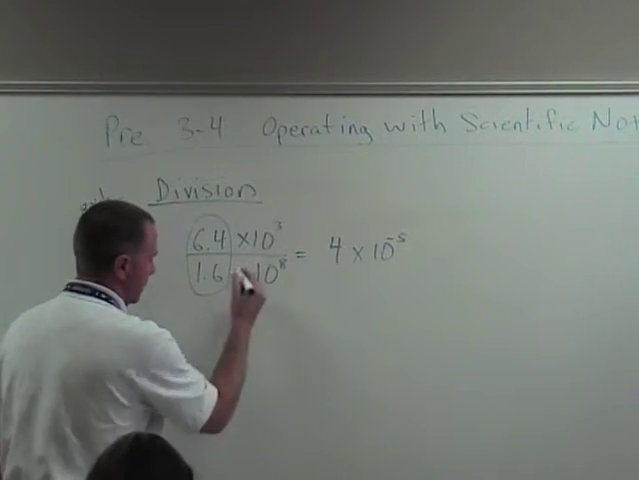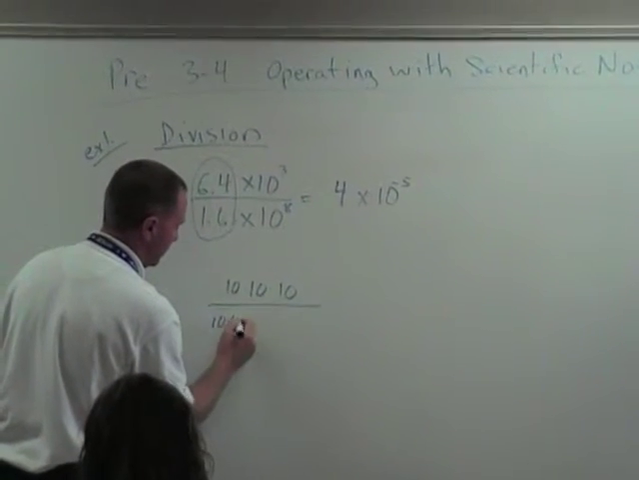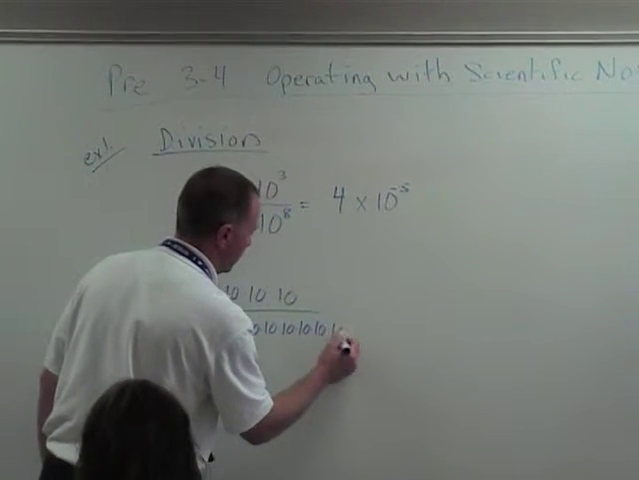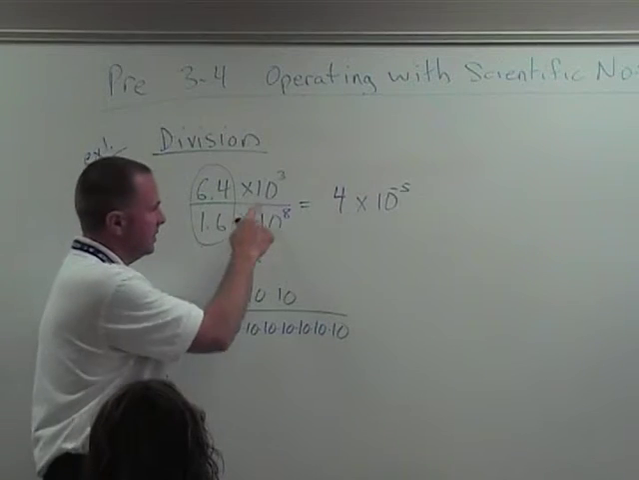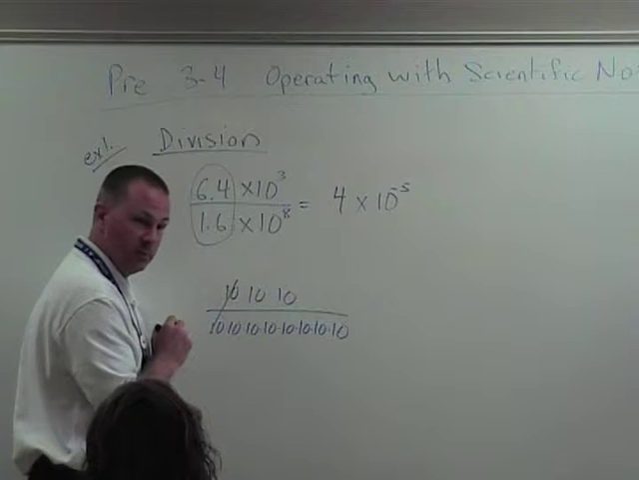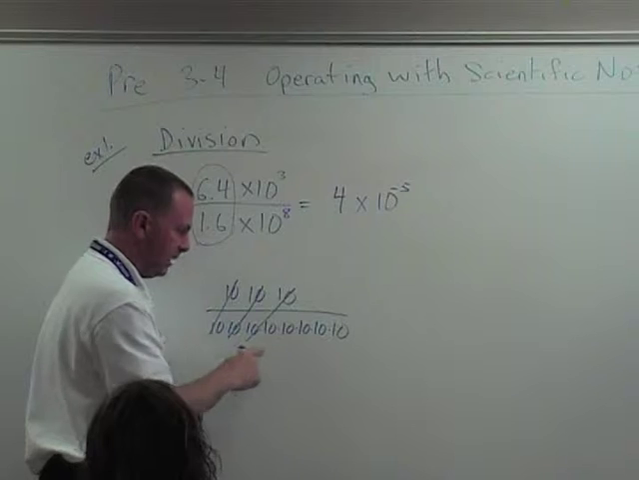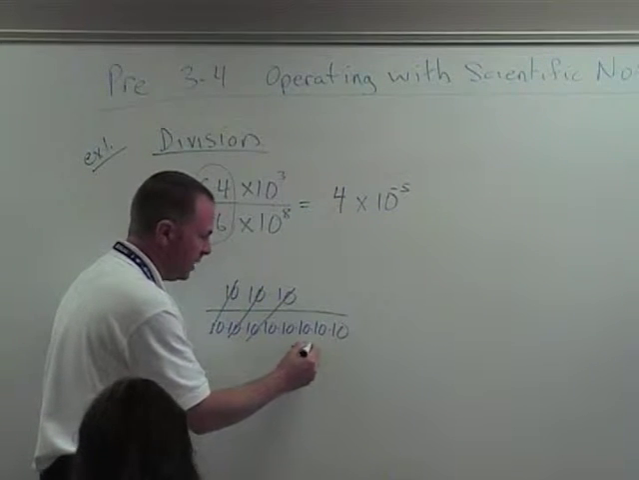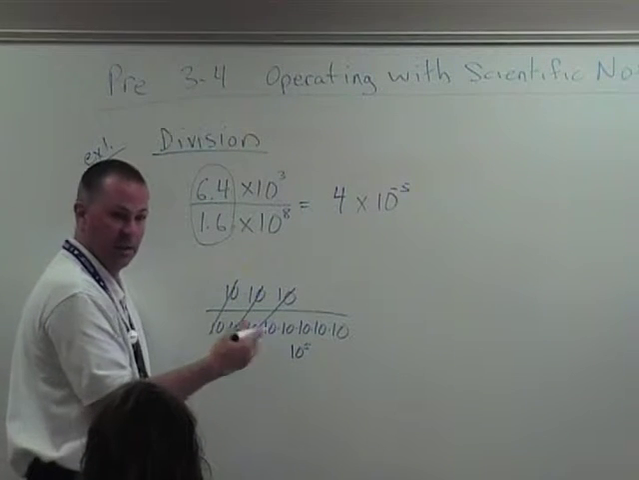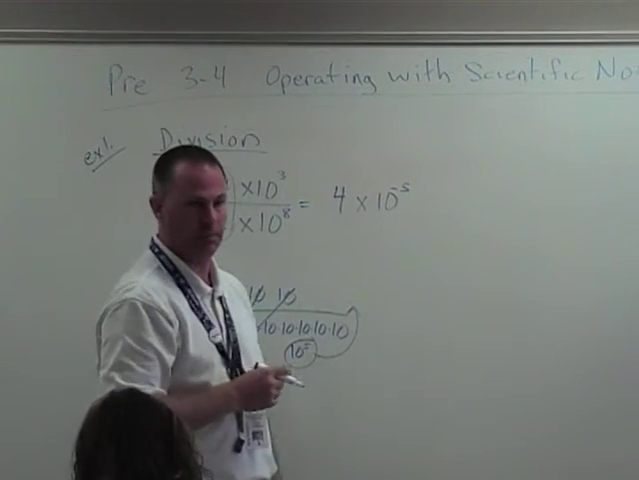Let's review. There's 10 times 10 times 10 on the top. There's 8 tens on the bottom. That's what this is right here. You all understand that? 10 over 10 is 1. How many tens are left? 5 tens on the bottom. Isn't that 10 to the 5th on the bottom? Yes, but I don't want it on the bottom because that's not scientific notation. So I've got to move that to the top, which makes it a negative exponent.